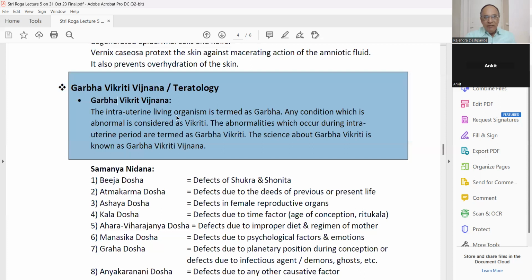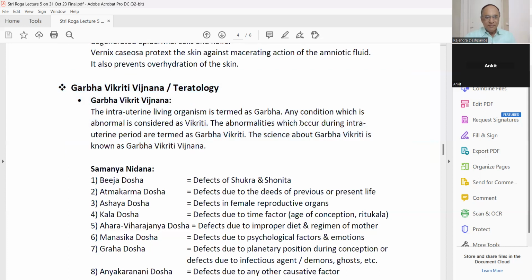The intrauterine living organism, the living baby in the uterus, is called Garbha. You know this, Garbha. Any condition which is abnormal is called a Vikriti. Vikriti means abnormal. The abnormalities which occur during the intrauterine period, 9 months, are termed as Garbha Vikriti. The science about the Garbha Vikriti is known as Garbha Vikriti Vijnana. Okay, this is the definition.